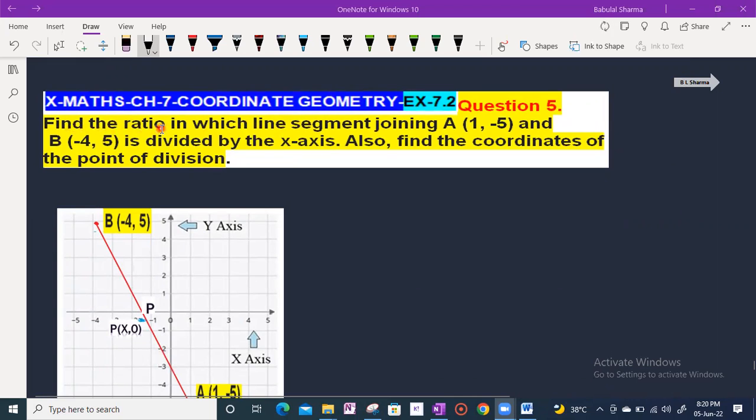Find the ratio means we have to find out here the ratio m is to n or k is to 1 in which line segment joining the 2 points A, that is 1 comma minus 5, and B, that is minus 4 comma 5, is divided by the x-axis. Also find the coordinates of the point of division.